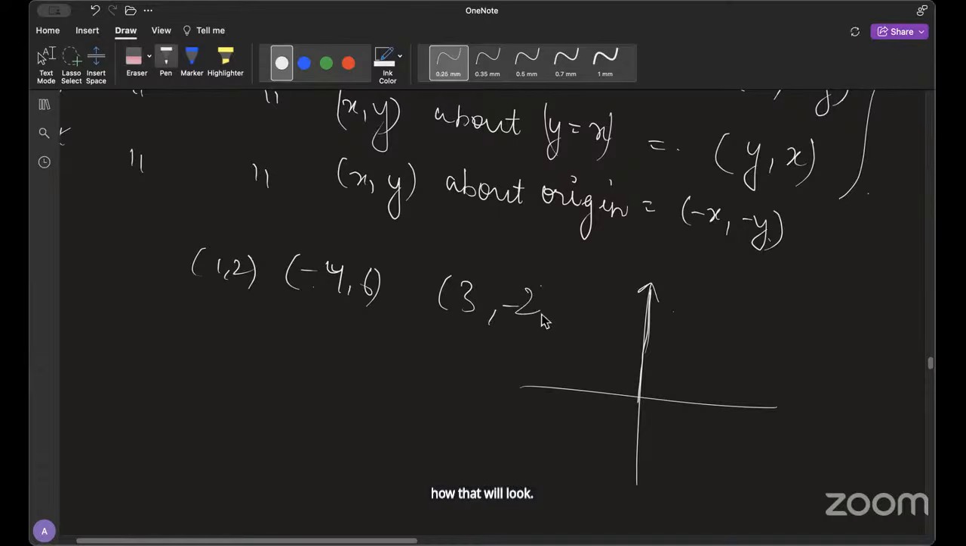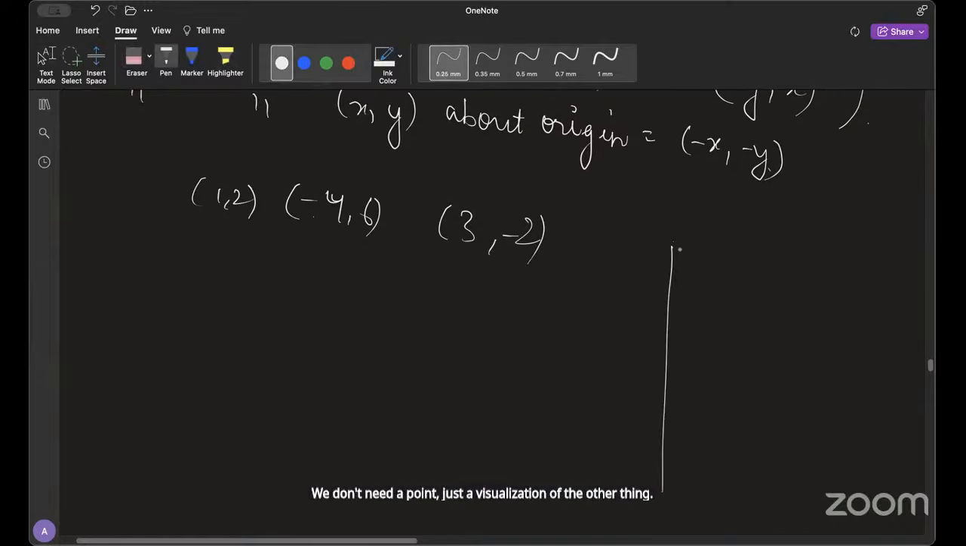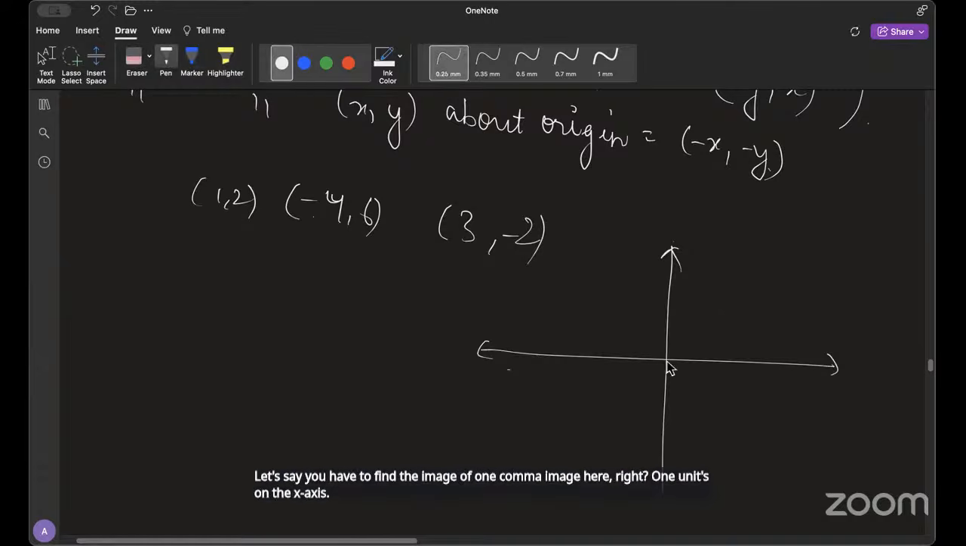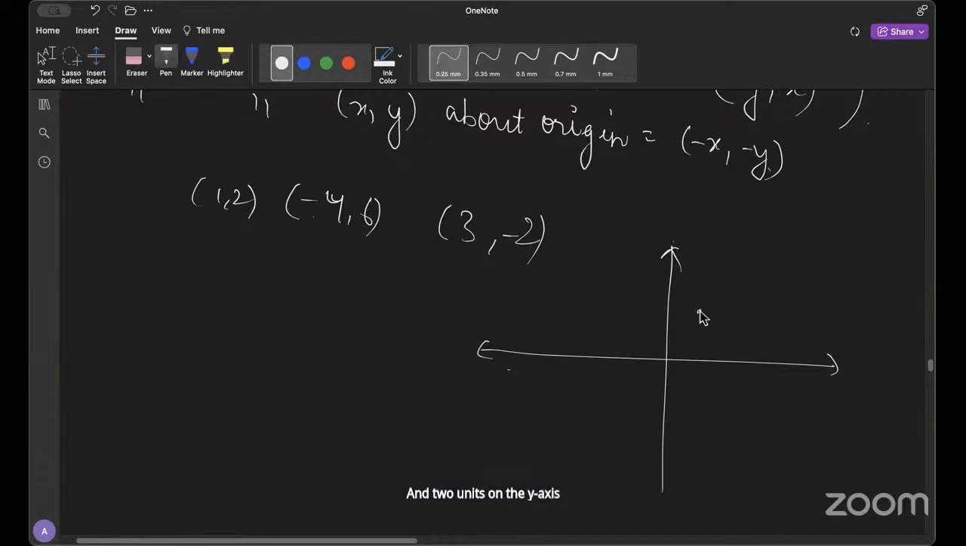So let's say you have this. We don't need a point, just a visualization. If you have this as your coordinate plane, let's say you have to find the image of (1, 2), it is here, right? 1 unit on the x-axis and 2 units on the y-axis. So let's say it's here, (1, 2). Then about the y-axis, you'll have it here. What happens when you reflect about the y-axis is your x coordinate becomes negative. It's the reflection about this line, right?